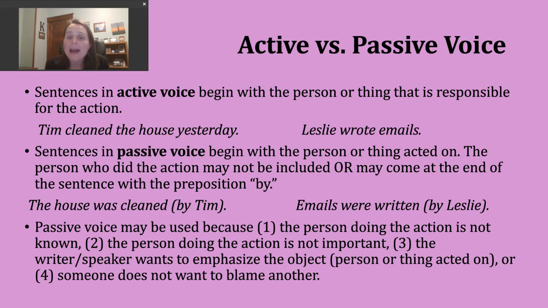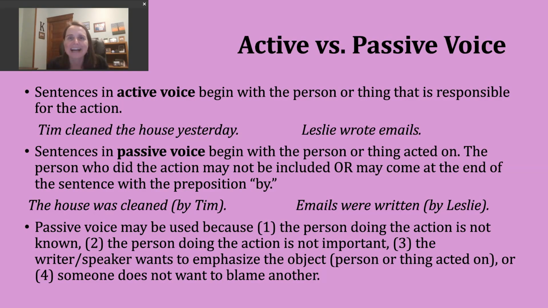When we talk about the passive voice, though, we're going to begin the sentence with the person or the thing that is acted on or that receives the action. The person who's responsible for the action or the person doing the action might not even be mentioned in the sentence, or it may come at the end of the sentence after the preposition by.